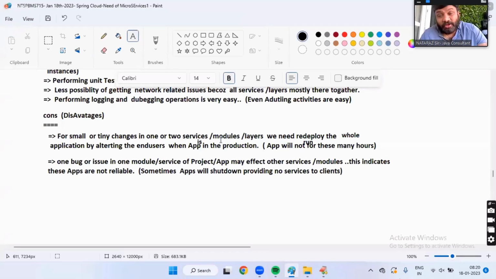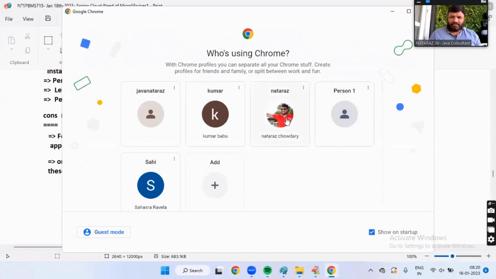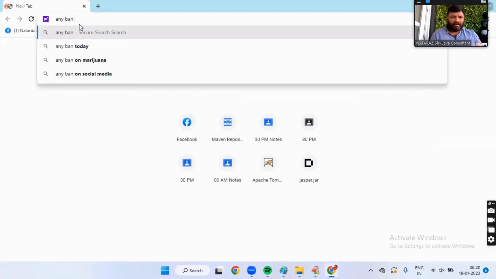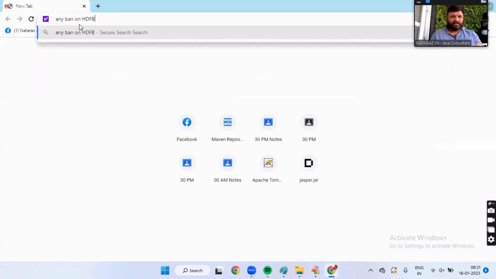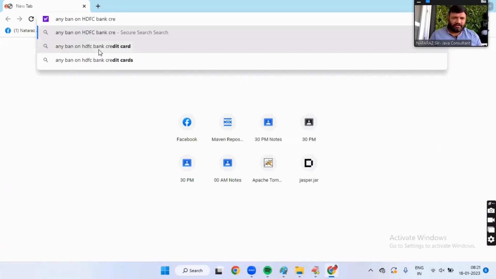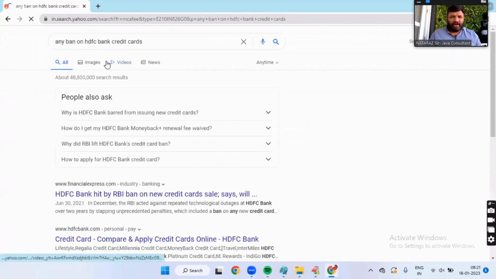That's why you observe, you may get offers for this credit card, that credit card, but you never get any offer from SDFC. Let me check. Any ban on SDFC Bank credit cards? See?